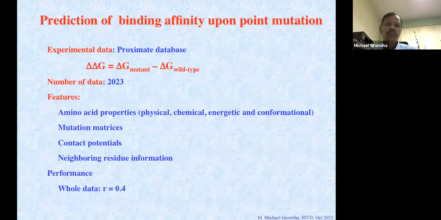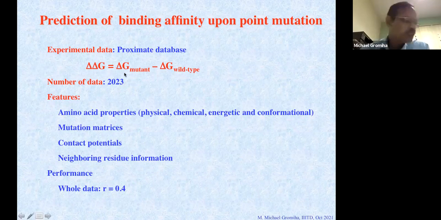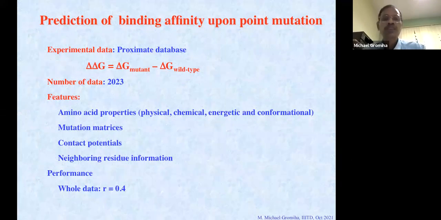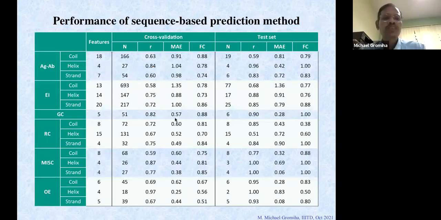Okay. So then we developed a method to predict the binding affinity upon mutation. In this case, we defined delta delta G, which is equal to delta G mutant minus delta G wild type. We got about 2000 mutations and used various features, right? As we explained earlier, we classified based on the functions and developed various regression models to predict the binding affinity change upon mutation. These are the results. These are the various features and the different complexes. This is the number of data, the correlation, and the mean absolute error for the cross validation and for the test set.